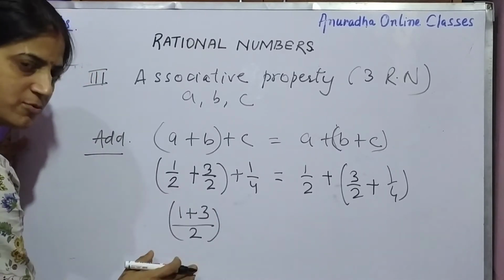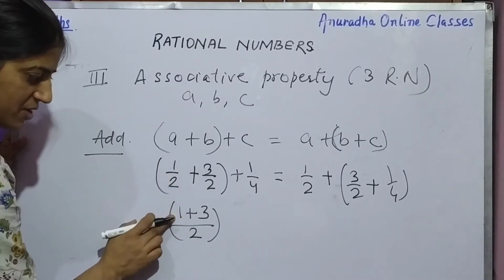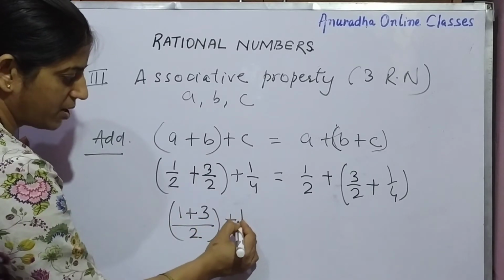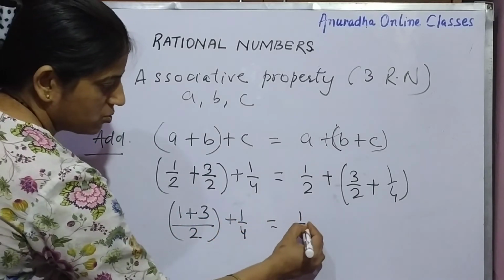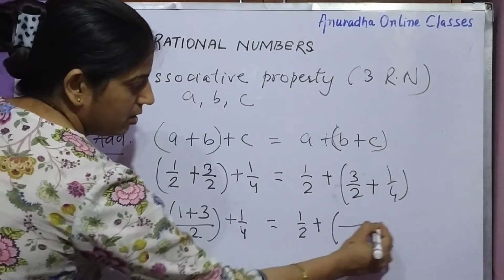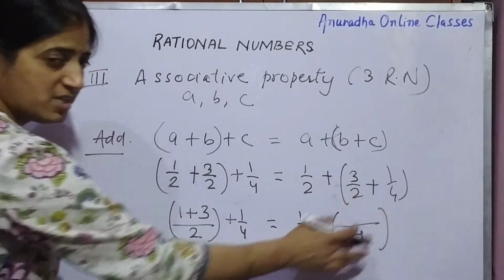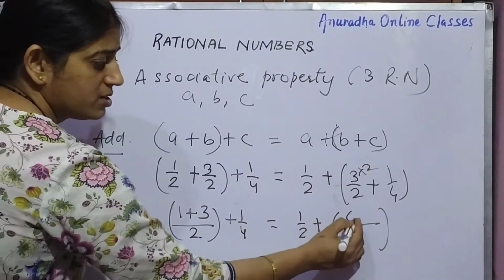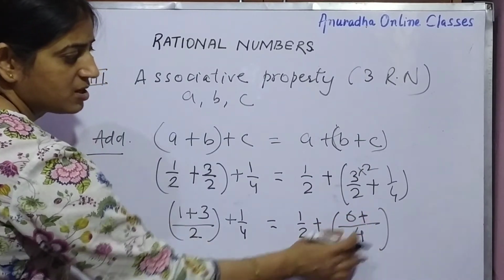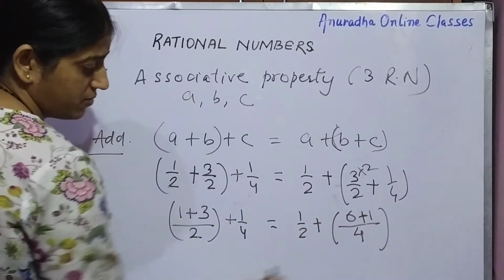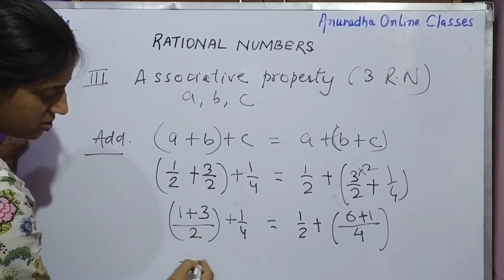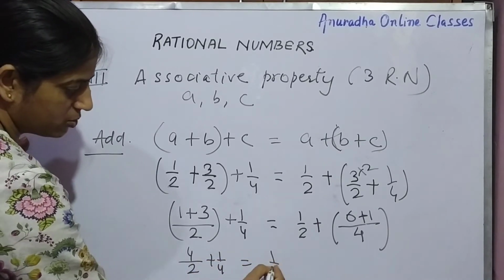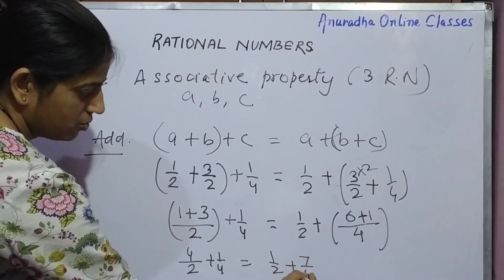Right children? अगर LCM 2 आया है, that means 2 ones are 2, 1 into 1 is 1, and 2 ones are 2, that means 3 into 1 is 3, right? And this is 1 by 4. Now here also 1 by 2 like this only, and here the LCM is 4. 2 और 4 का LCM कितना आया? 4 आया. 2 कितने से 4? 2 2s are 4, तो 3 2s are 6 आ गया. This is plus, 4 कितने से 4? 4 1s are 4, it is 1. So children, here we get 4 upon 2 plus 1 upon 4. That must be equal to 1 upon 2 plus 7 upon 4.